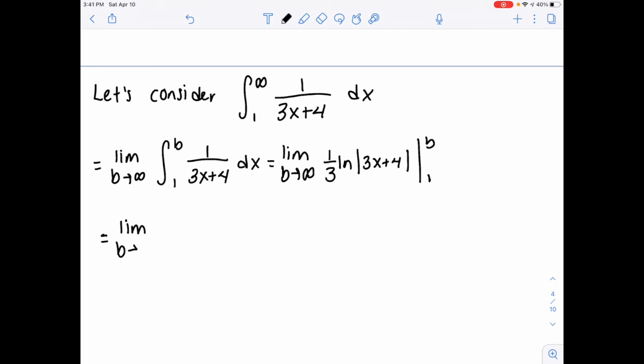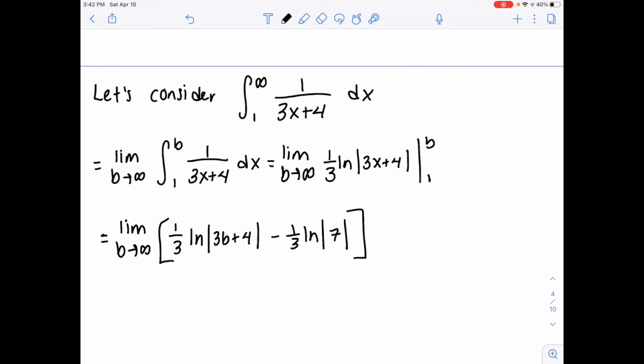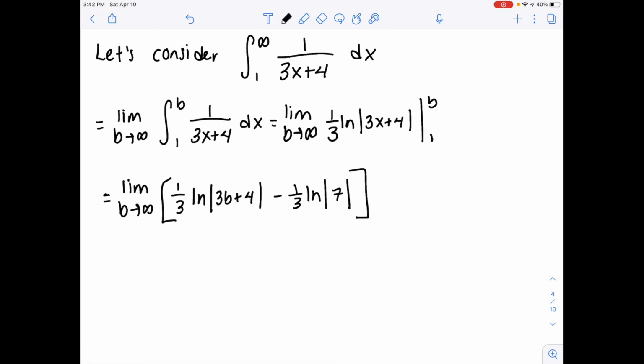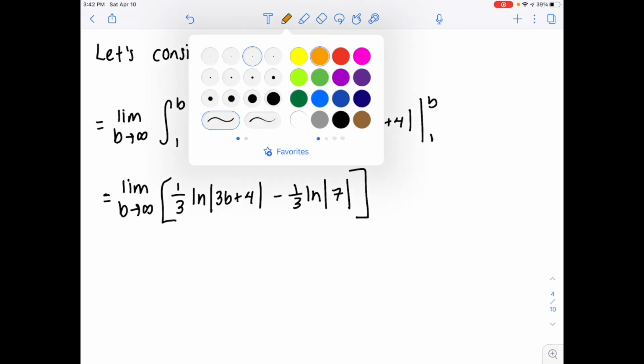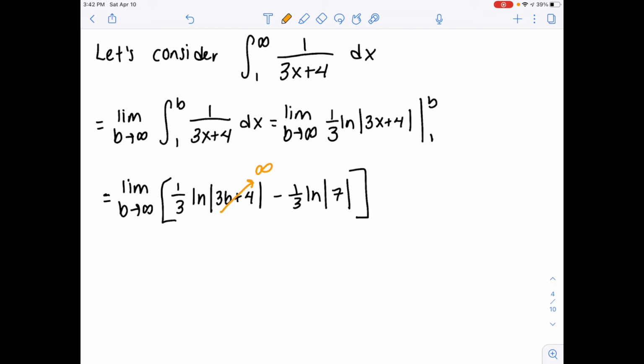So now if I take the limit as b goes to infinity, I get 1/3 of the natural log of the absolute value of 3b plus 4 minus 1/3 of the natural log of the absolute value of 3 plus 4, and that's 7. Okay, so as we let b go to infinity, 3b plus 4 is going to infinity, and as the natural log's input goes to infinity, the natural log is going to infinity as well. So our limit overall here is equal to infinity minus 1/3 natural log of 7. So this is equal to infinity, right?